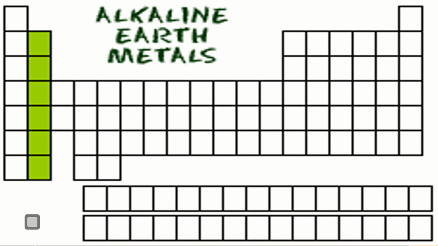So that would be the second group that you see there. If you need to pause, kind of highlight them, use a colored pencil, go around them. Those are your alkaline earth metals with 2 valence electrons.